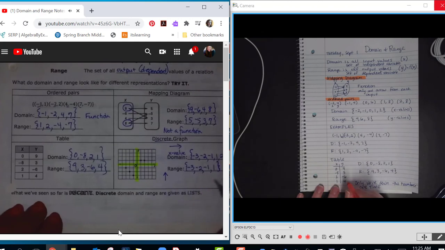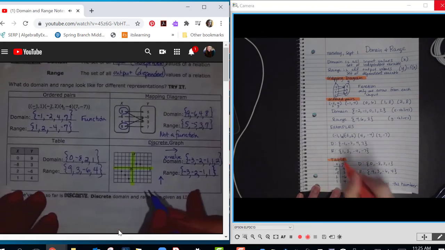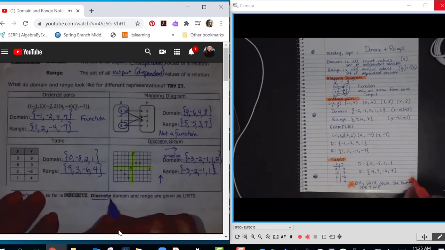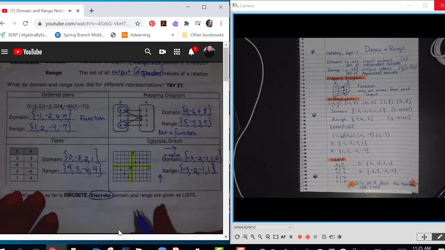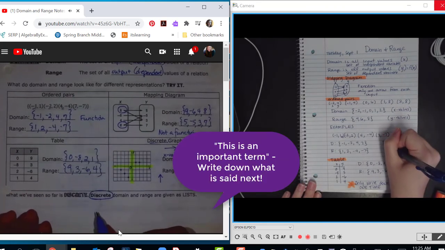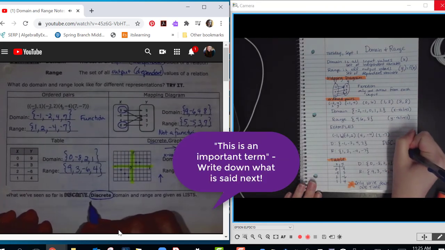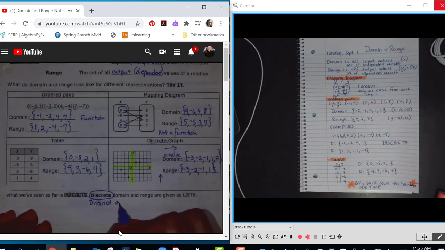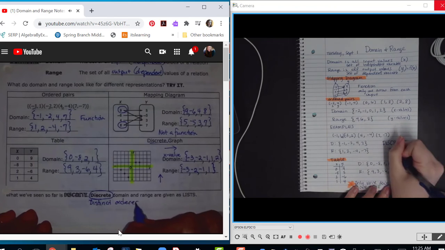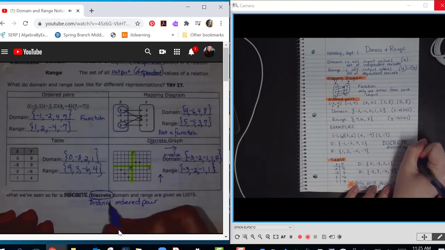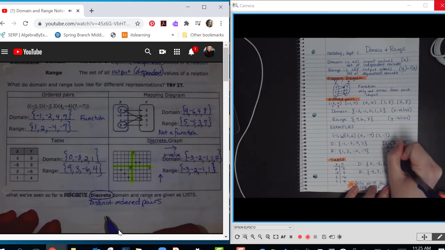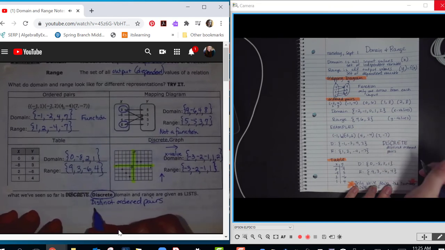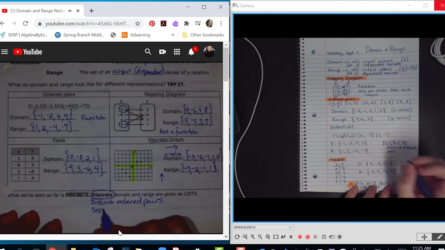Okay. So this is a really important term, discrete. So circle it. Discrete graphs have distinct ordered pairs. In other words, all of the points are separate.